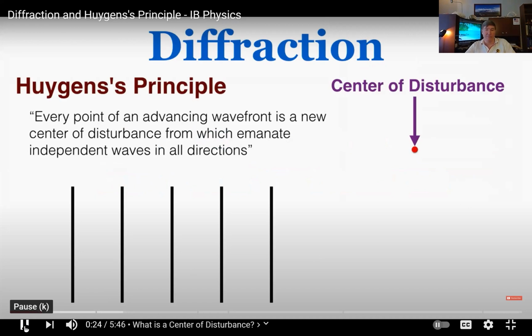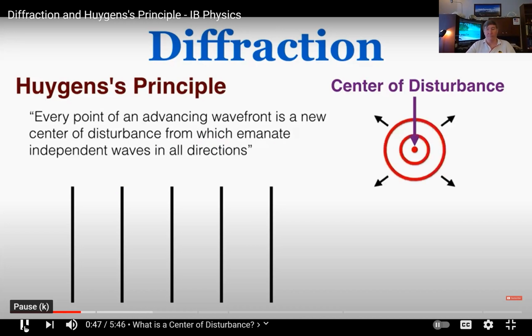Well, a center of disturbance is a kind of center from which disturbances are radiating outward in all directions. An example would be if you throw a stone into a pond, the place where the stone enters the water is a center of disturbance, and waves spread out in all directions from that one point of disturbance. As an example, if this red dot is a center of disturbance, waves are going to radiate out in all directions like this. So Huygens' principle says that every point of an advancing wavefront is a new center of disturbance from which emanate independent waves in all directions.